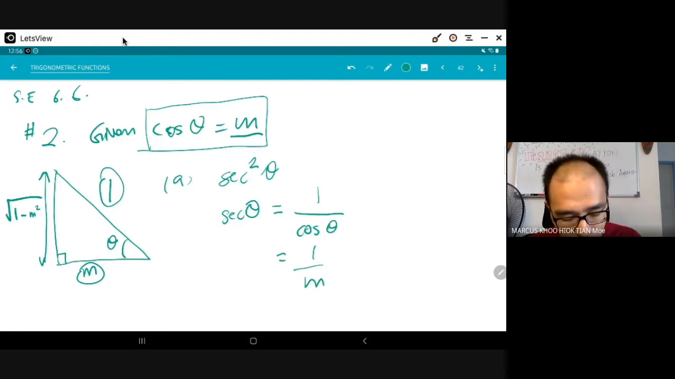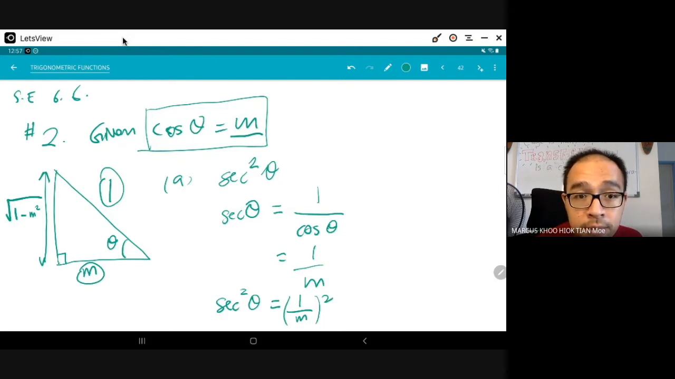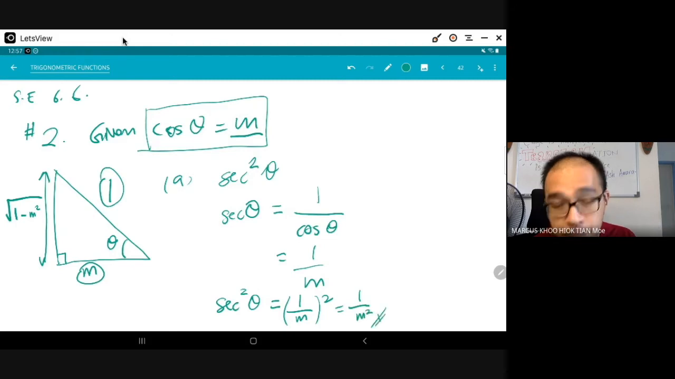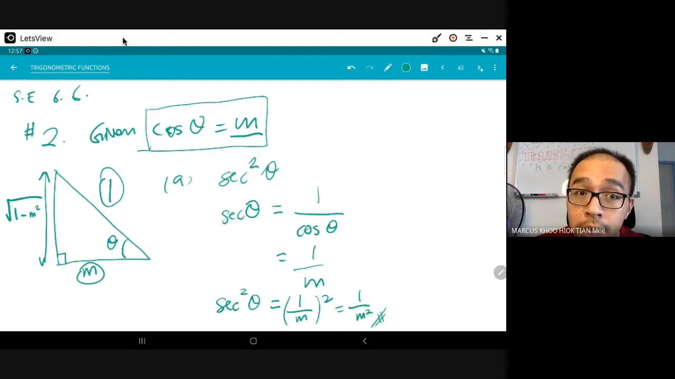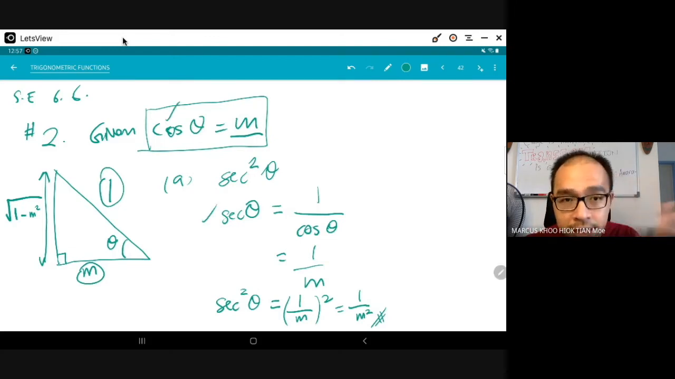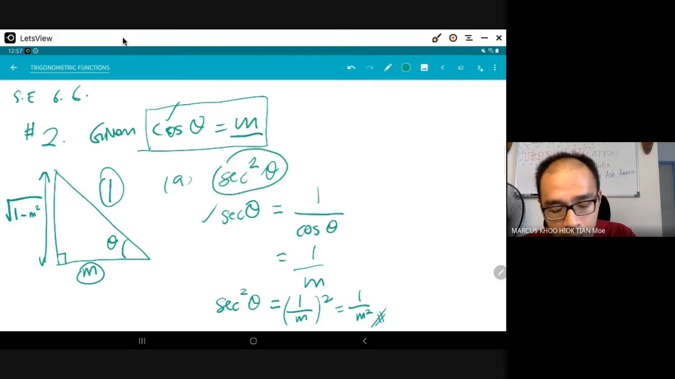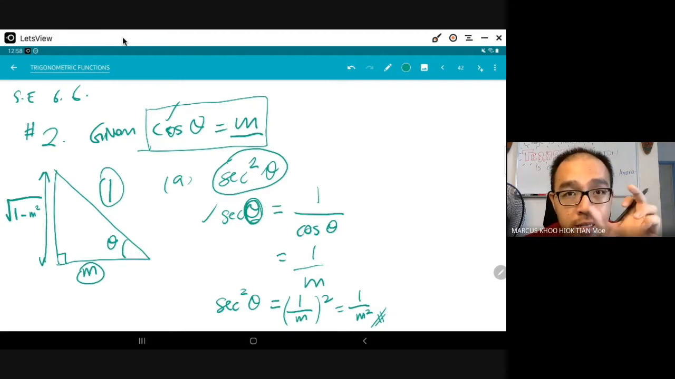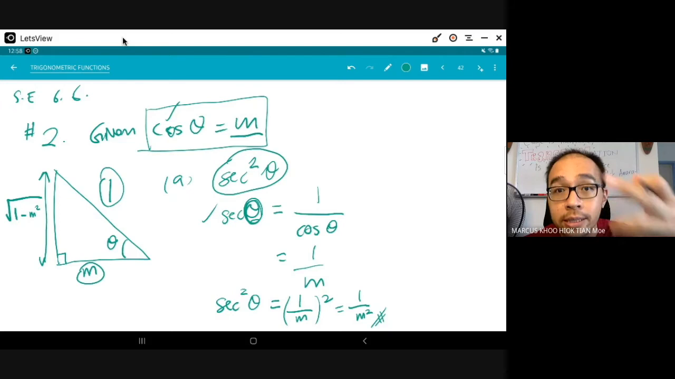Therefore, secant squared theta is equal to 1 over m, the whole thing squared. Okay, that's what it basically means. So actually it is 1 over m squared. That's it. This is if we use the right angle triangle to do this. Okay, so the idea is this: secant squared theta does not mean we square the angle. No. It is the value of the secant theta that we square.